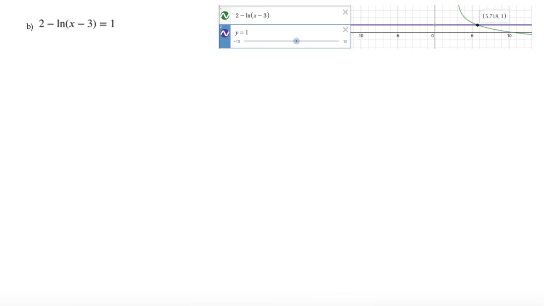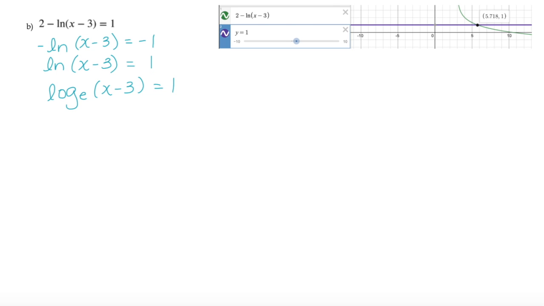Here we have 2 minus the natural log of x minus 3 equal to 1. We need to isolate the logarithm. So to do that, I'm going to subtract 2 from both sides. I'll now have the natural log of x minus 3 equals -1. We'll want to divide both sides by negative 1 to undo the negative in front of the natural log. I know that the natural log is the same as log base e, so log base e of x minus 3 equals 1.